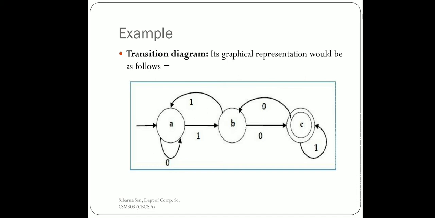Then on getting 1 at A, it will move to B, and similarly for B, if it gets 0, it will move to C. Right, on getting 1, it will come back to A, and for C, if it gets 0, it will come back to B, and for 1, it will remain on C only. So just consult the table and verify whether the diagram is correct or not.